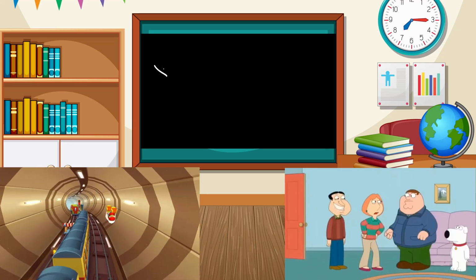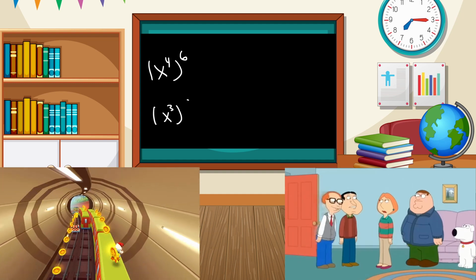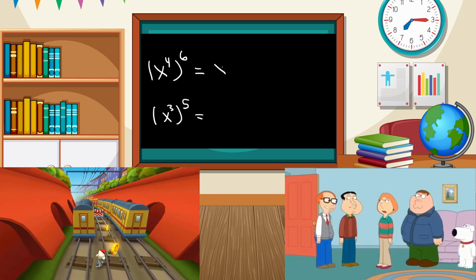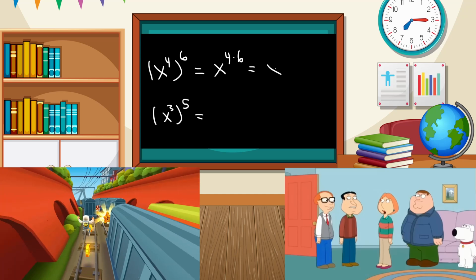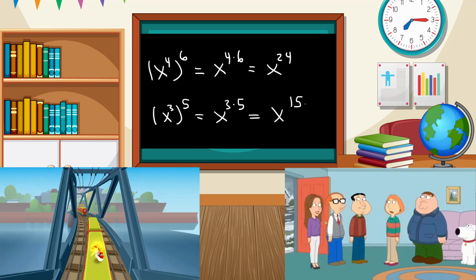Here's some other examples that you can try. x to the 4th power raised to the 6th power, and x cubed raised to the 5th power. So for this one, it's just going to be 4 times 6, which is 24. And for the other one, it's going to be 3 times 5, which is 15. And that's all you got to do for those examples.